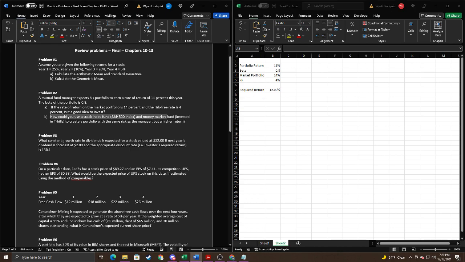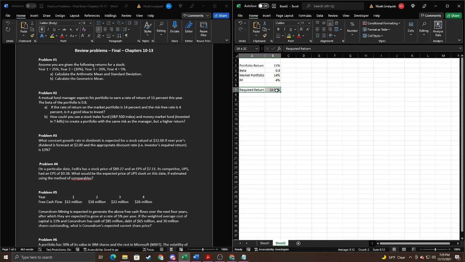How could you use the stock market index fund and the money market in T-bills to create a portfolio with the same risk as this manager? In terms of risk, we don't need to compute any kind of risk. All we know is that the risk of this investment requires a return of 12%. So the question is, what combination of the market portfolio and the risk-free interest rate can give us a required return of 12%?